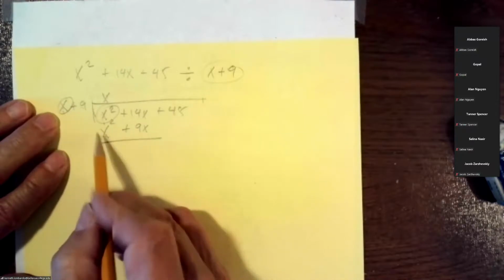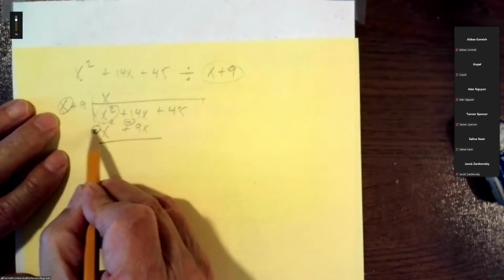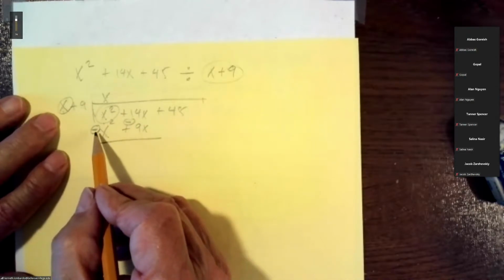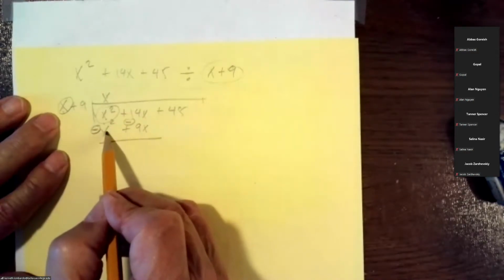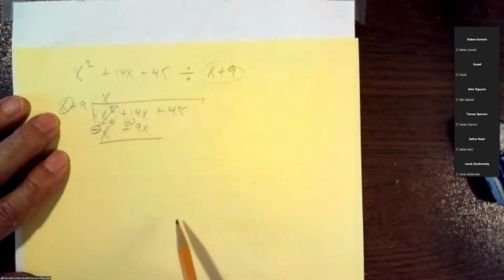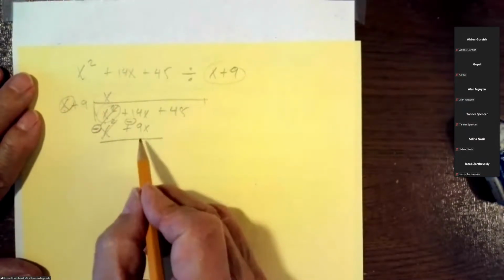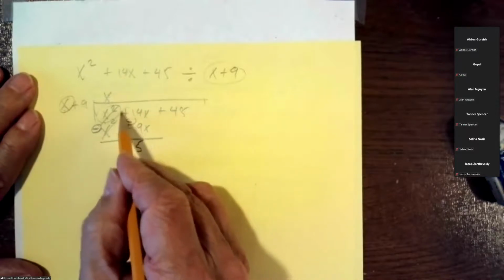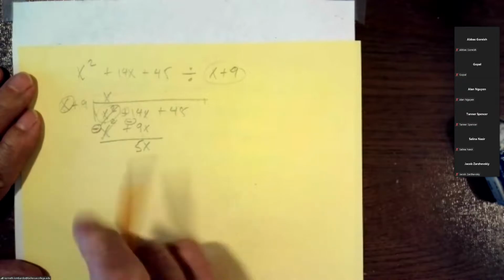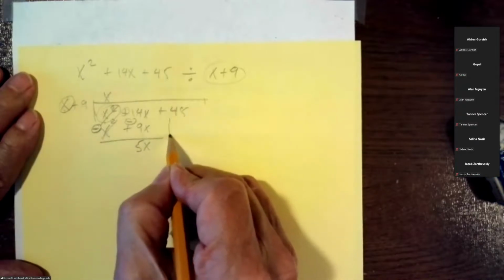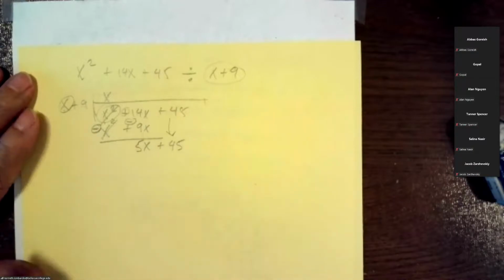And then we subtract. So I change my signs. And when I do it, I put a circle around the sign that I've changed so I know what it is I'm doing instead of just trying to remember. So x squared minus x squared, those are going to cancel. And 14 minus 9, that's going to be 5, and it's going to be positive because 14 is larger. So it gives me a 5x. And then the next step is to bring down the 45. And then repeat.